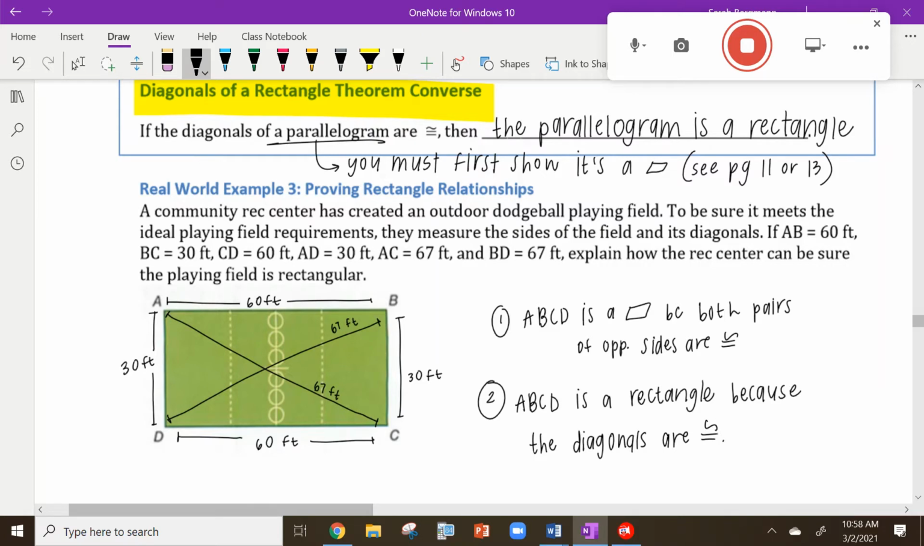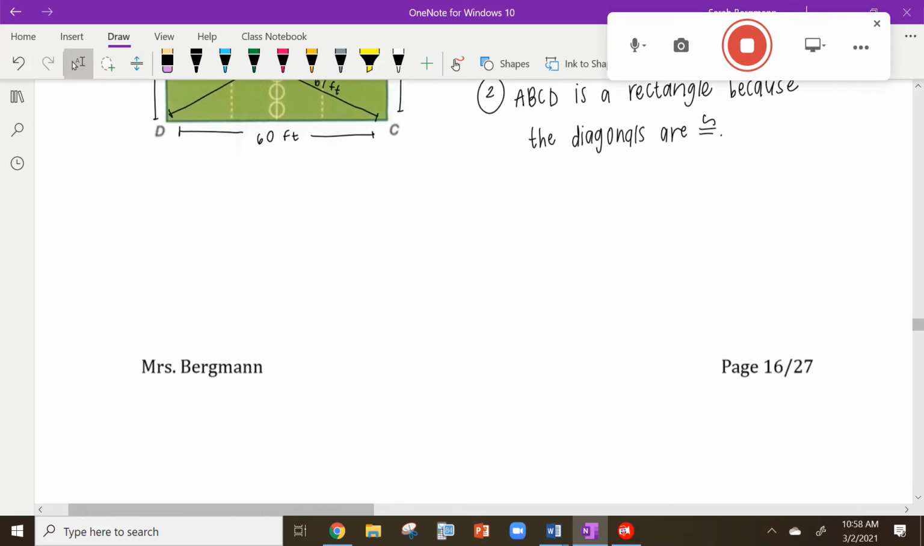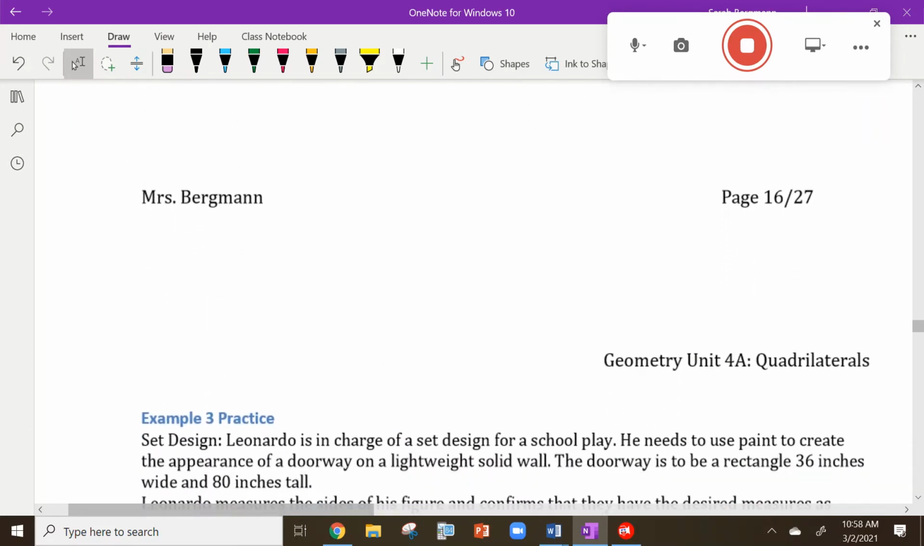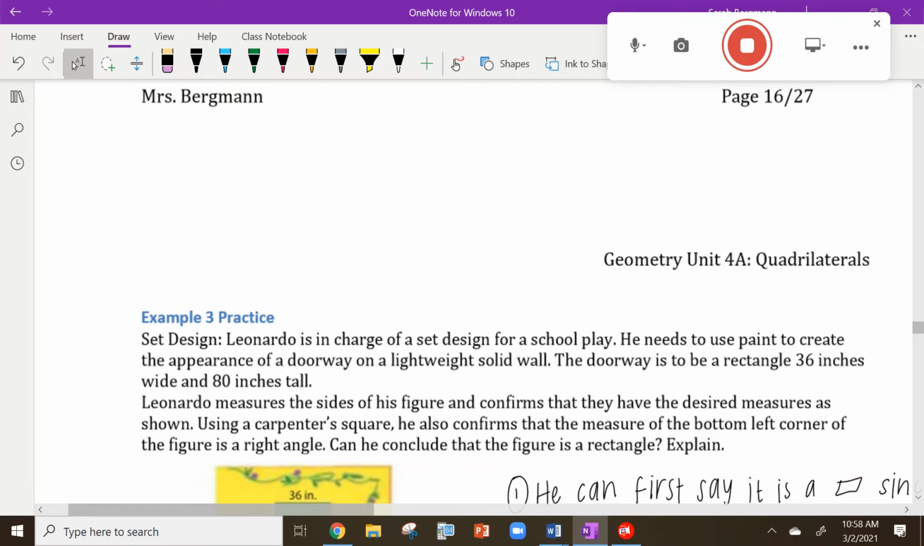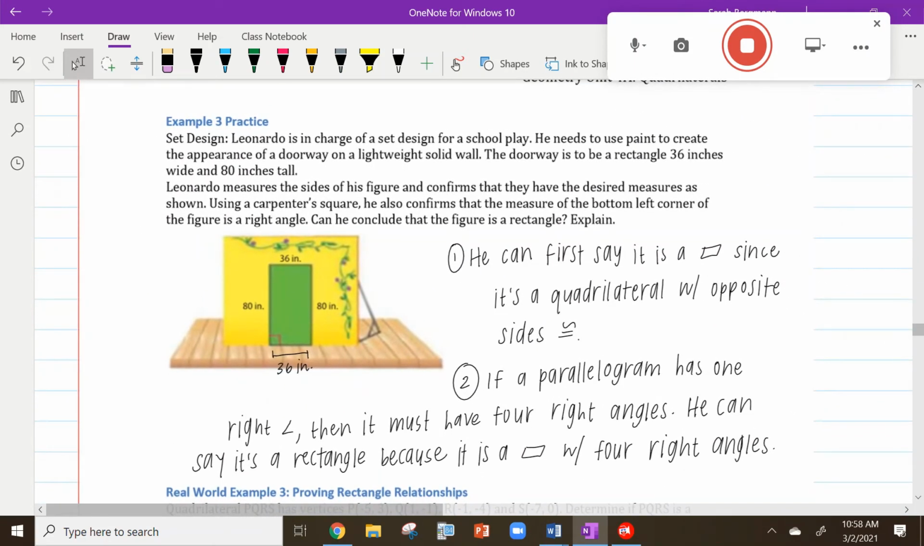So make sure you first show that it's a parallelogram, then you can decide if it's a rectangle. If it's not a parallelogram, it cannot be a rectangle. Okay, try this practice problem. Here's the correct answer.